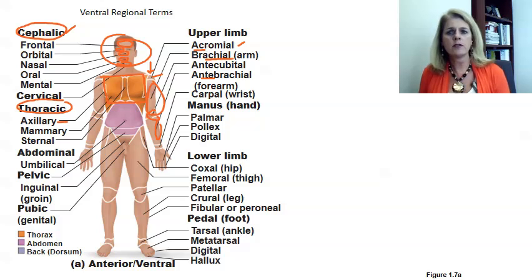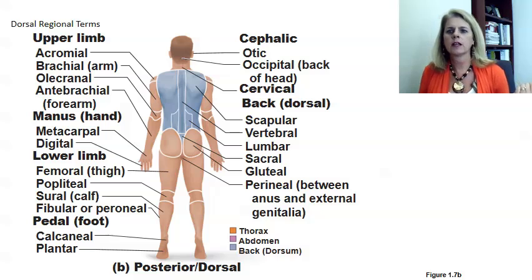Now, I want you to notice some of these region names change if you're on the back side of a person. So let's look at the front of the knee is patellar. The inside of your elbow is called your antecubital region. Let's turn the person around. You'll see that the back of the knee is popliteal. The back of the elbow is olecranal.